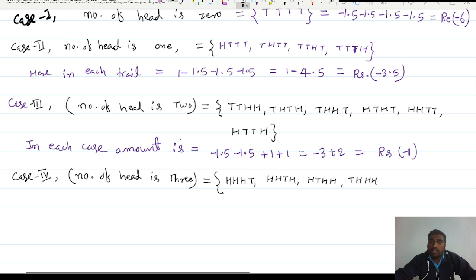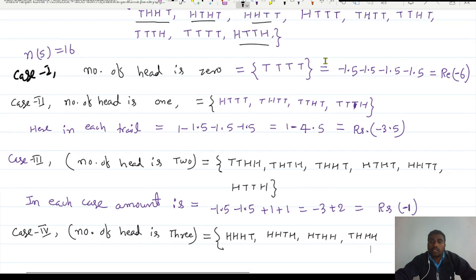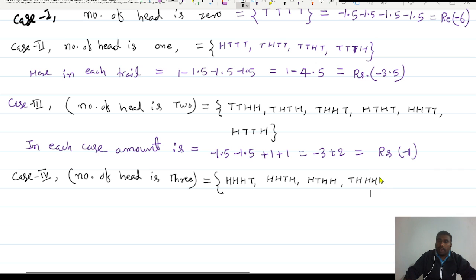So let me check once that total 4 cases are there for the 3 heads. So 1, 2, 3, and 4. Yes. So here also 4 cases are there. So yes, these 4 we have written here.